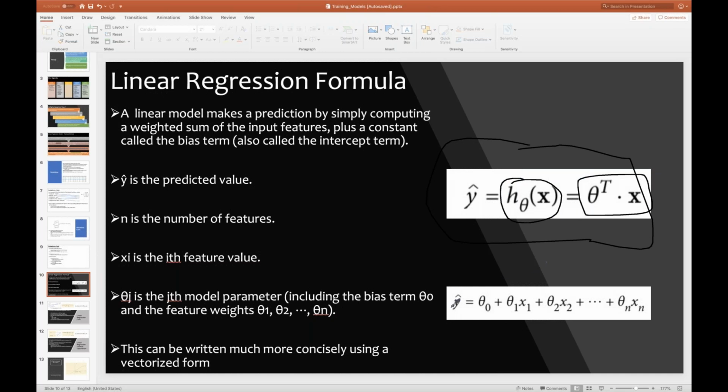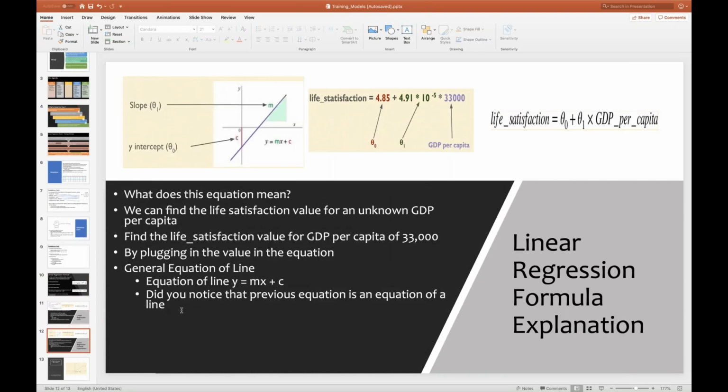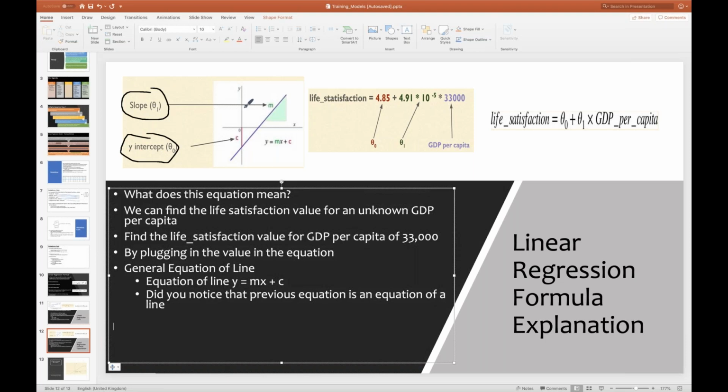Perfect. Now, what is y? Again, come back and relate your y concept over here. You understand that the previous equation is an equation of a line. Perfect. Now, let's understand each and everything carefully. So start questioning: what the heck is the y-intercept? What is the slope, theta 1? What is this c? What is this m?